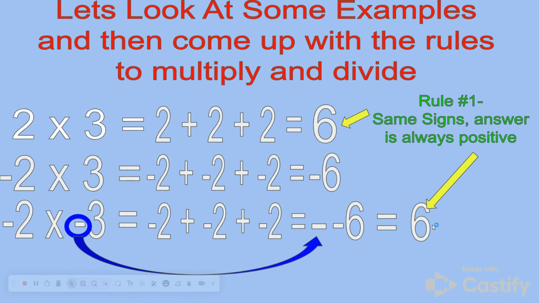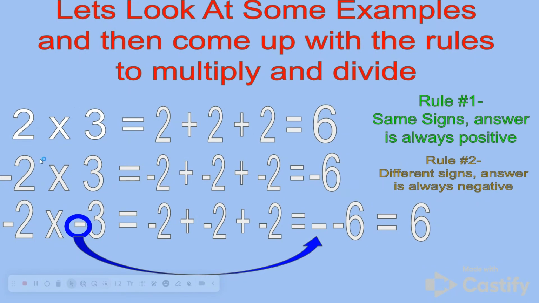Because when you multiply or divide integers, if the signs are the same, whether they're both positive or both negative, your answer is always a positive number. Okay, rule number 2 is if the signs are different. If one's positive, one's negative, you're always going to get a negative answer, because when you do a negative times a positive, you're just doing a negative number that many times. And a negative plus a negative, no matter how many times you add it together, is always going to be a negative number. So when you multiply and divide, same signs positive, different signs negative are the rules we want to follow.